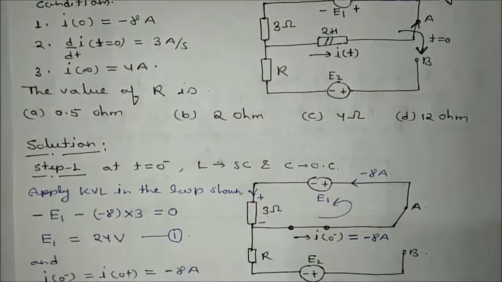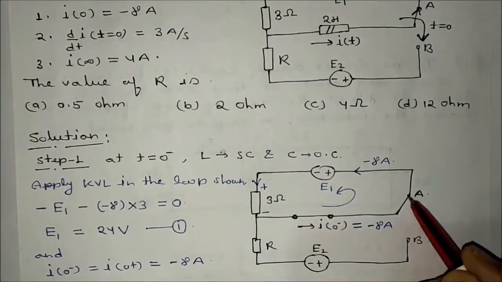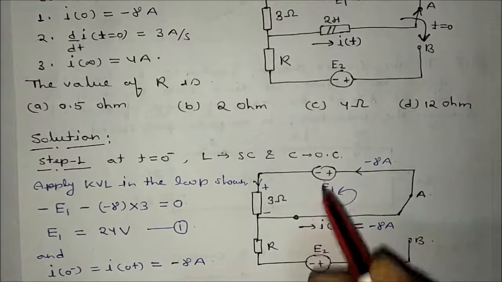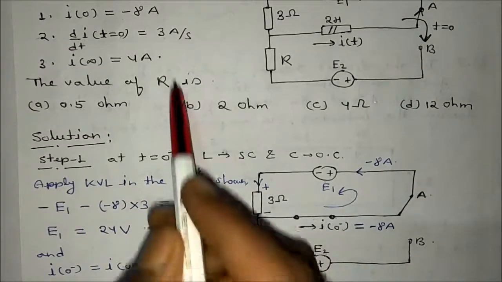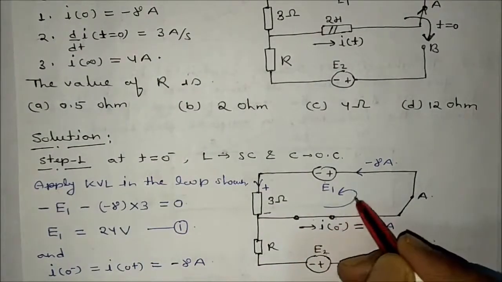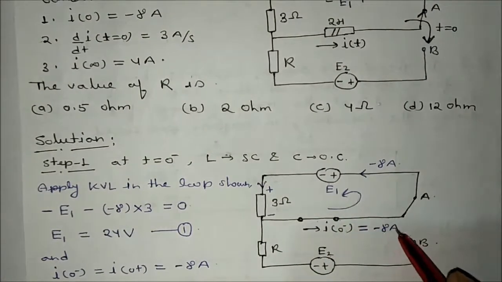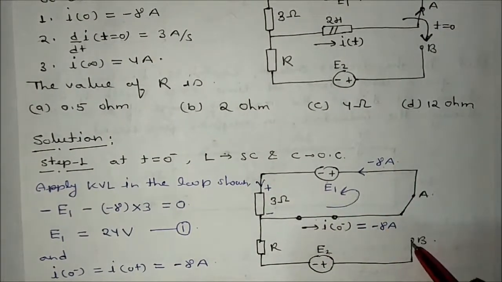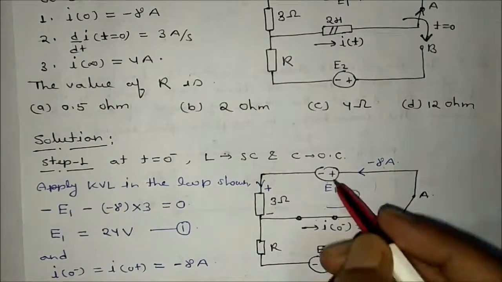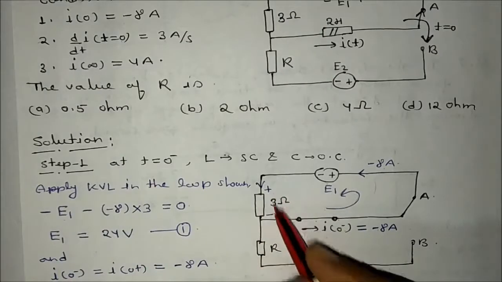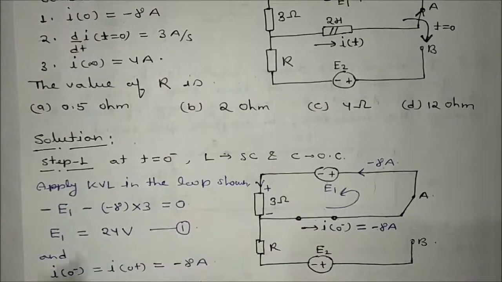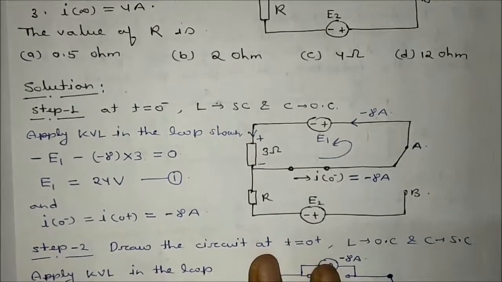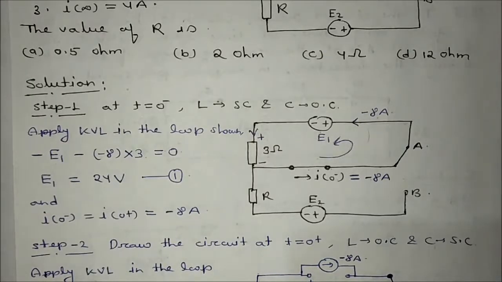So drawing the circuit at t is equal to 0 minus, what will I get? Switch will be at position 1, L will be shorted, this is E1, this is 3 ohm, this is R, this is E2. You can see I0 minus is already given to us, that is equal to minus 8 ampere. Just apply 1 KVL here. There will be no current in this circuit. So apply KVL here. What will you get? Minus E1 plus 2 minus minus 8 into 3, that is E1, you will get equal to 24 volt. And we know that I0 minus and I0 plus will be same, that is equal to minus 8 ampere.